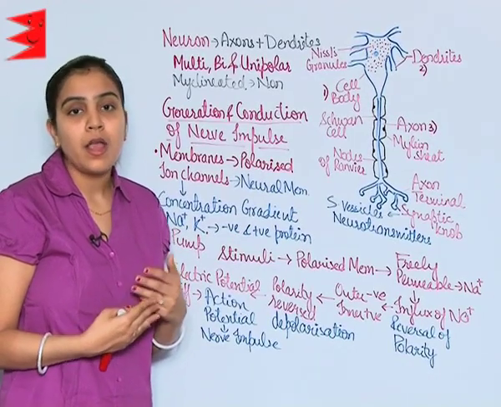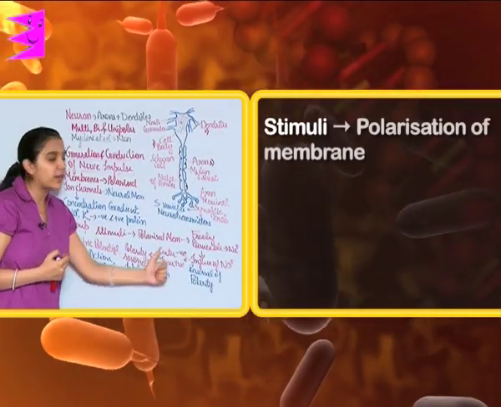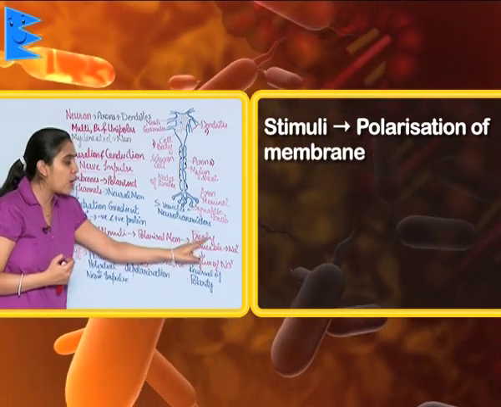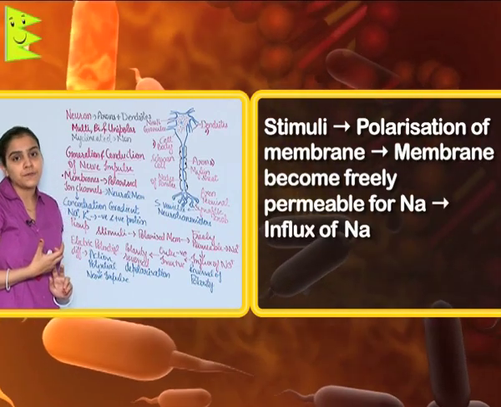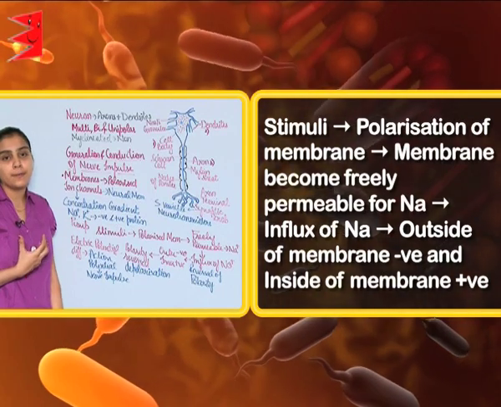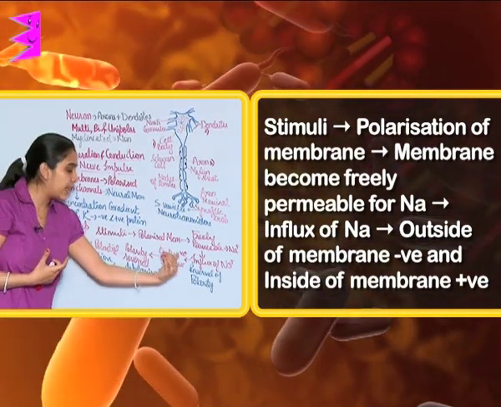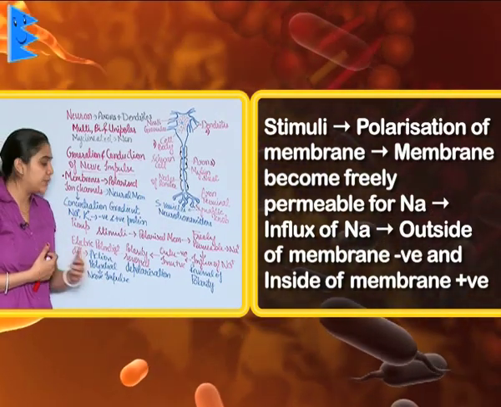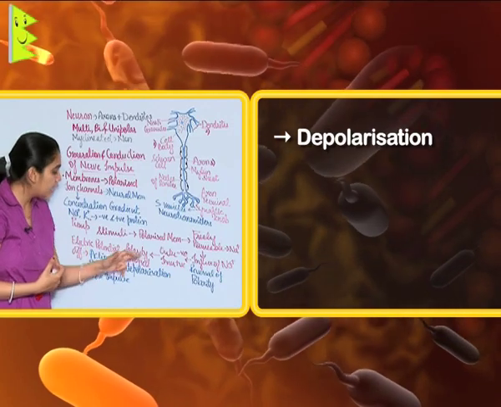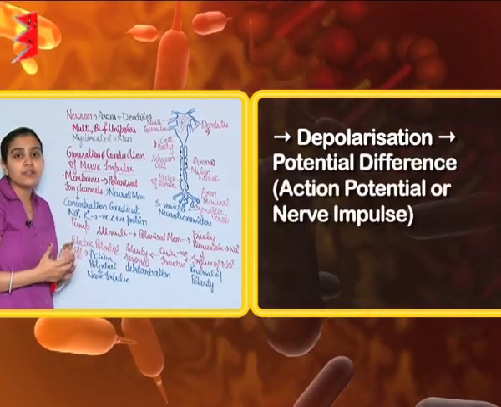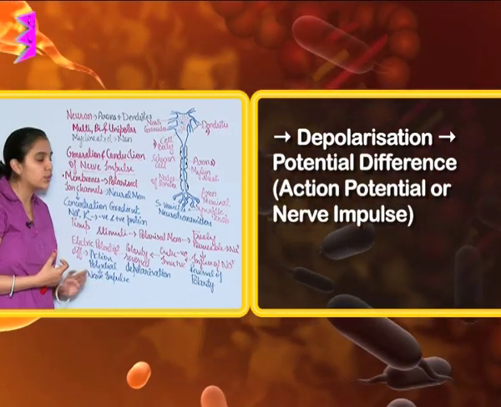Let us understand step by step how this impulse is conducted. An external stimulus is applied to a polarized membrane. This membrane now will become freely permeable to sodium ion. In turn, it will lead to influx of sodium ion, and hence the polarity of the membrane will be reversed. Once the polarity has been reversed, the outer of the membrane becomes negatively charged and inner of the membrane becomes positively charged, hence depolarization occurs. This step leads to electric potential difference, which is also known as action potential, and in other terms it is also known as nerve impulse.